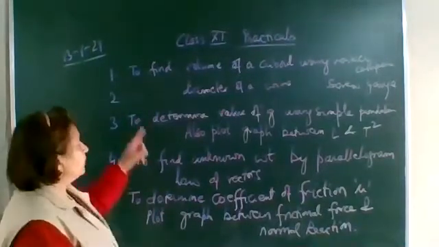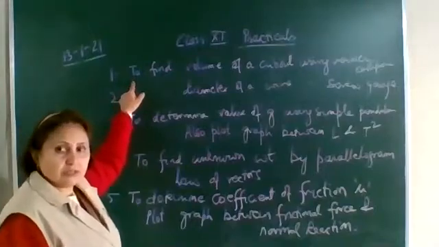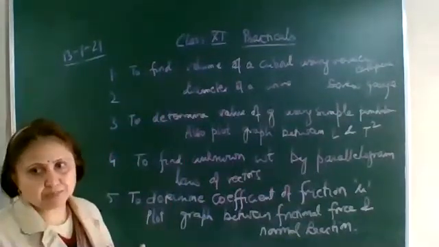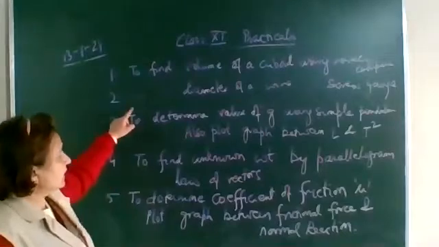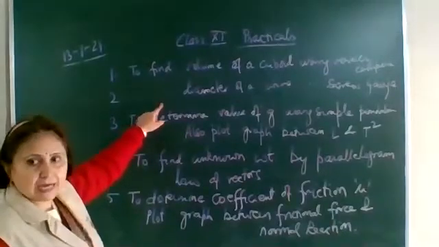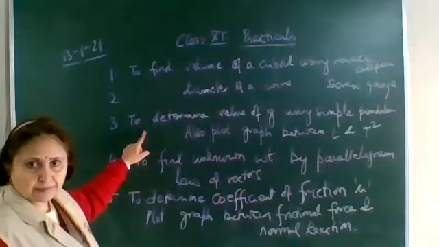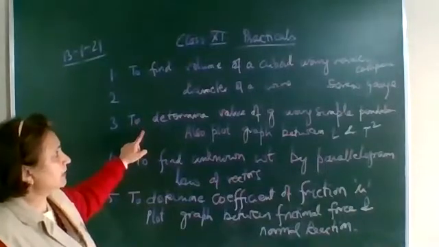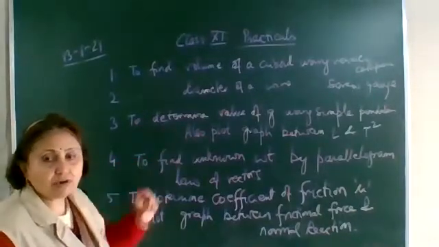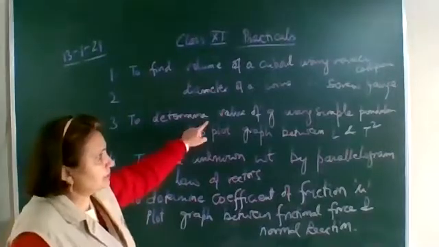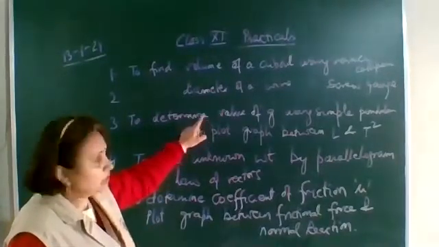The first experiment is to find the volume of a cuboid using vernier calipers. The second is to find the diameter of a wire using the screw gauge. The third experiment is to determine the value of small g. Small g is what? Acceleration due to gravity using simple pendulum.